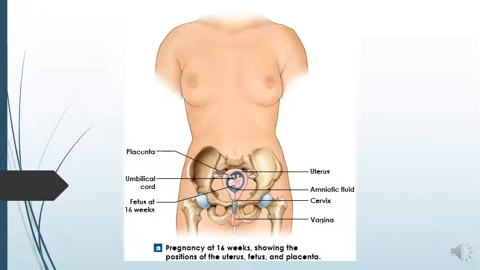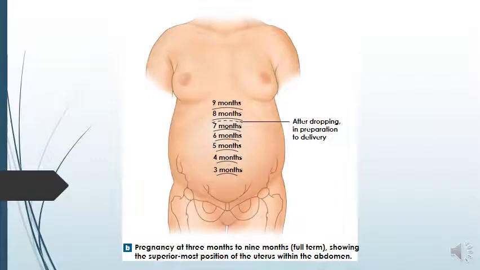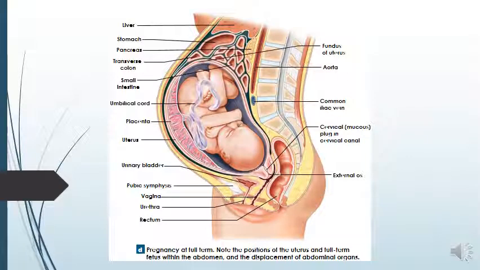This slide is showing a 4-month fetus. You can see in this slide the positions of the uterus, the fetus, and the placenta. In this slide, you can see pregnancy at 3 months to 9 months, showing the superior most position of the uterus within the abdomen. In this slide, you can see the pregnancy at full term, and what's important here is to note the positions of the uterus and full-term fetus within the abdomen and the displacement of the abdominal organs.